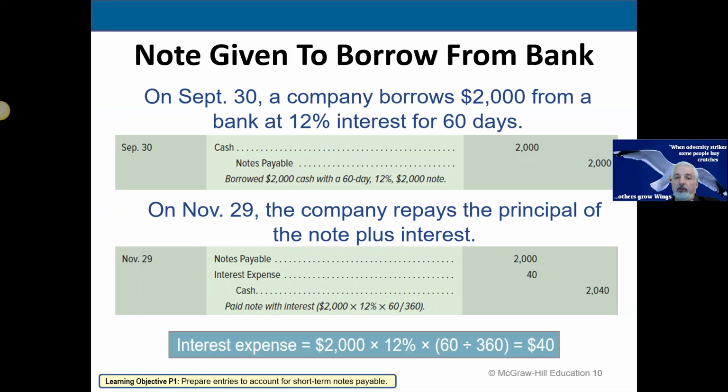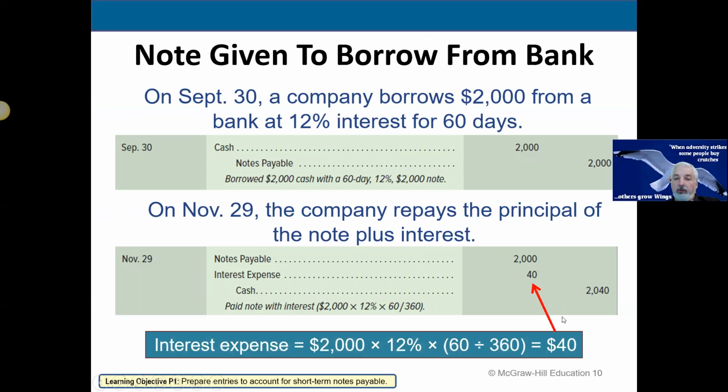Same thing, $2,000 note, 12%. Now we have $40 in interest expense. We have to pay $2,040 when this note matures. We don't get a bill for the interest, but we know what the interest rate is based on the note we signed.